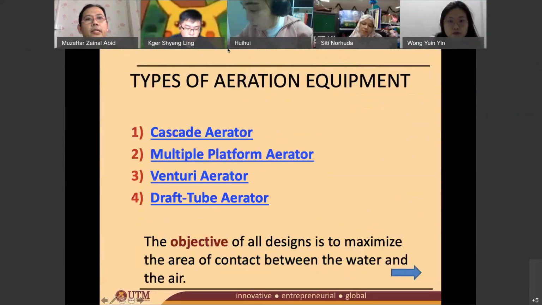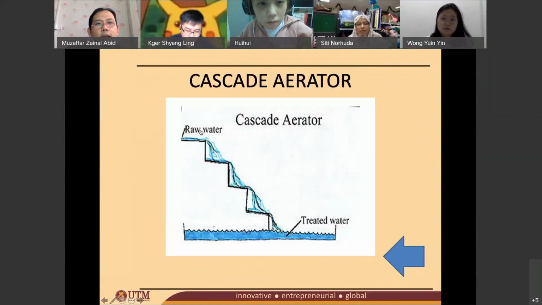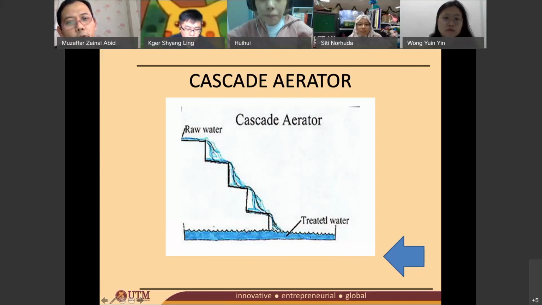These are the types of aeration equipment. You have cascade aerator, multiple platform, venturi, and draft tube aerators. Cascade aerators look like this, like a cascade. The raw water from the river goes down these stairs or steps, so it splashes, and the air gets mixed with the water, and eventually this treated water has a lot of oxygen inside it. This is what we call a cascade aerator.